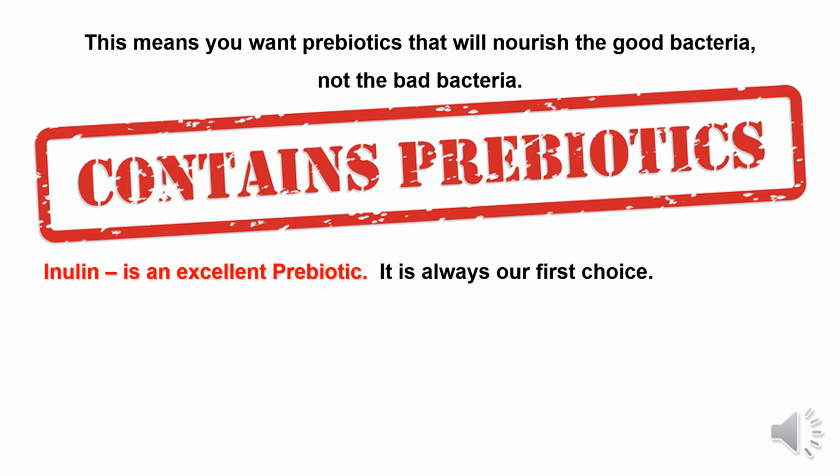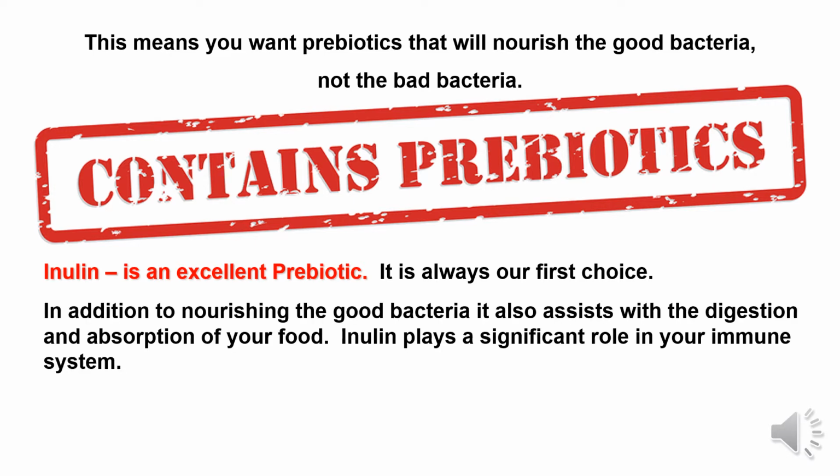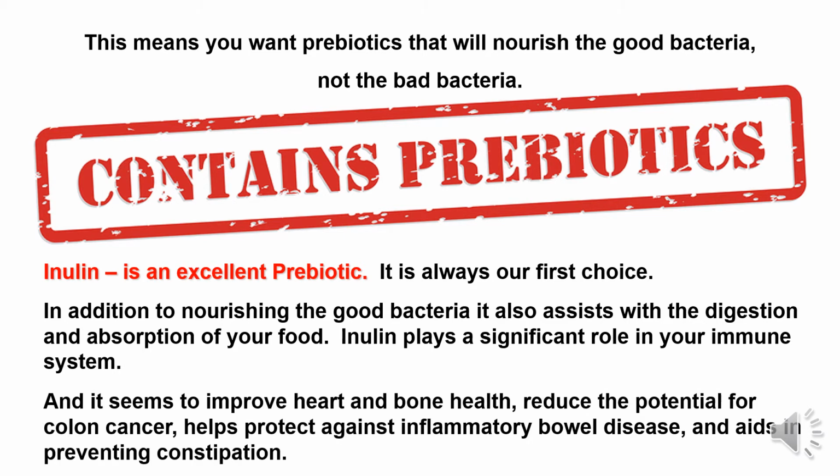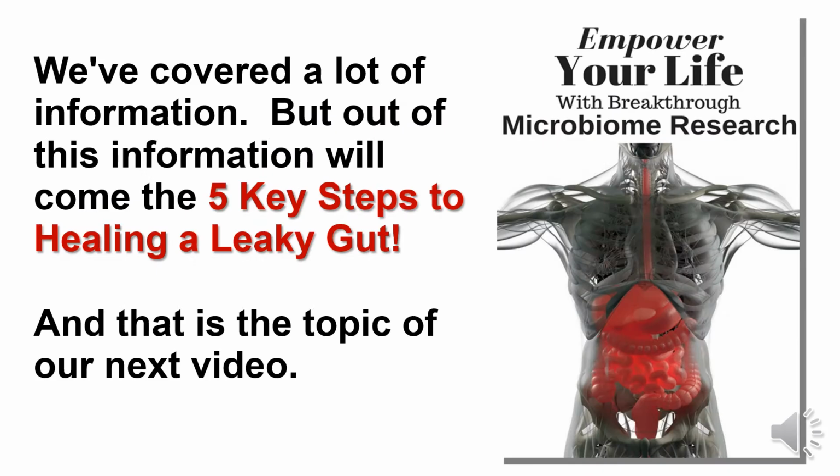Inulin is an excellent prebiotic. It's always our first choice. In addition to nourishing the good bacteria, it also assists with digestion and absorption of your food. Inulin plays a significant role in your immune system, and it seems to improve heart and bone health, reduce the potential for colon cancer, helps protect against inflammatory bowel disease, and aids in preventing constipation. Now, in this video, I know we've covered a lot of information, but out of this information will come the 5 key steps to healing a leaky gut, and that is the topic of our next video.